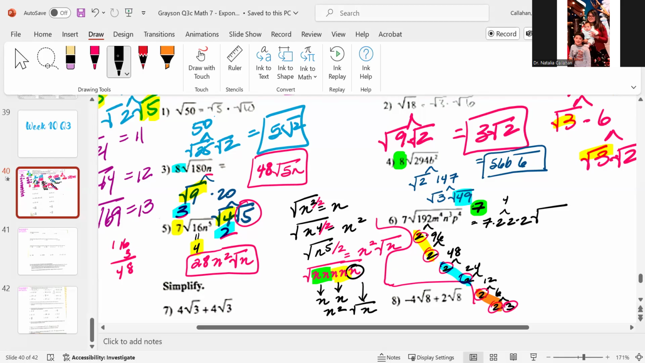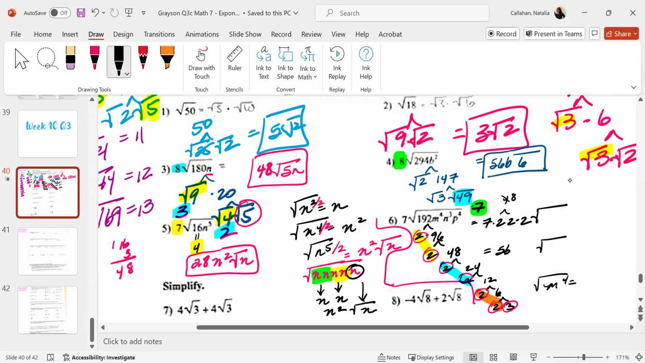2 times 2 is 4. 4 times 2 is 8. What's 8 times 7? 56, correct? Now let's take a look at some of the letters. M to the 4th. What's square root of M to the 4th? M squared. Good. What's the square root of n to the 3rd?